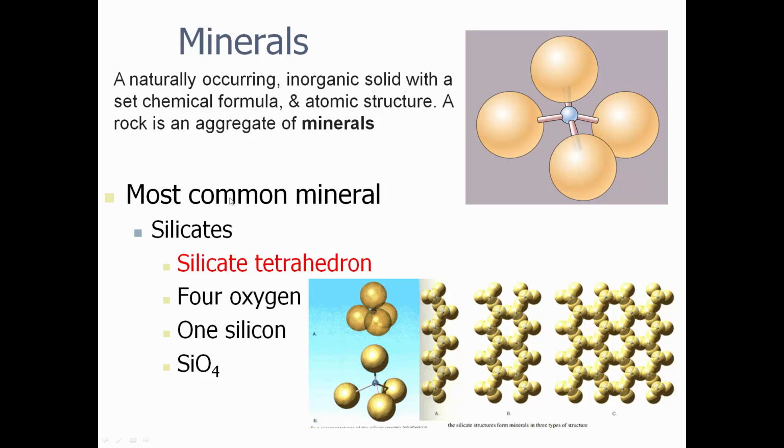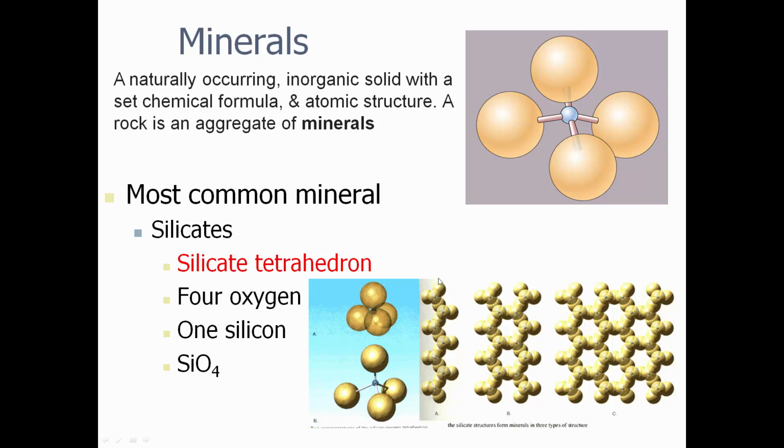The most common mineral of the 6 types that are found on the planet are called silicates. Silicates are created by a silicon tetrahedron. This is a large view of it, and here's a smaller view of it. But basically we have a silica surrounded by 4 oxygens. That's why it's called SiO4.